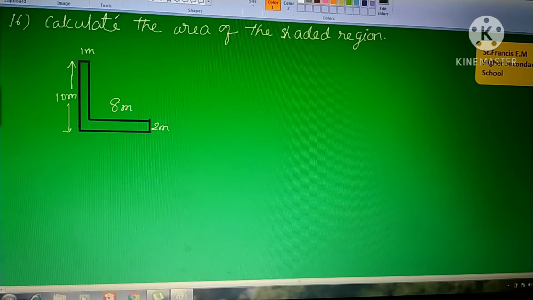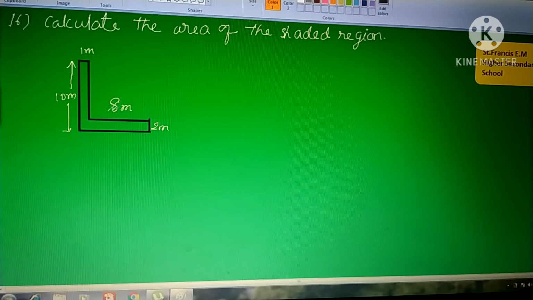Good morning students. Today we will see some figures. Basically, if you take this figure, if you observe here, see this one. So this is in L shape, right? So we can divide. Here they have given the length of this side, and here this width they have given 2 meters. Okay. Now we can find out the area of this region.